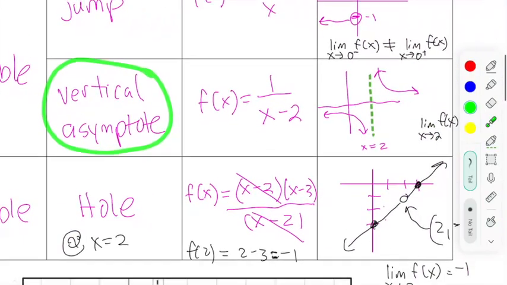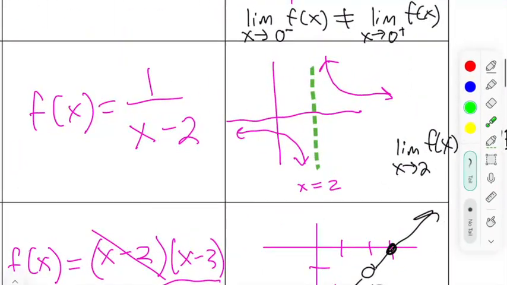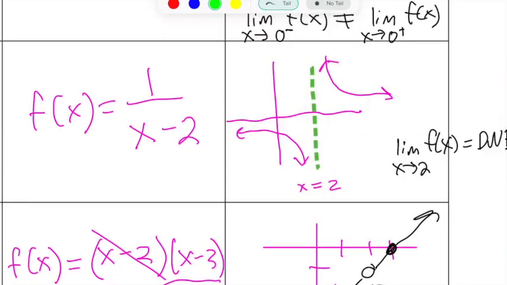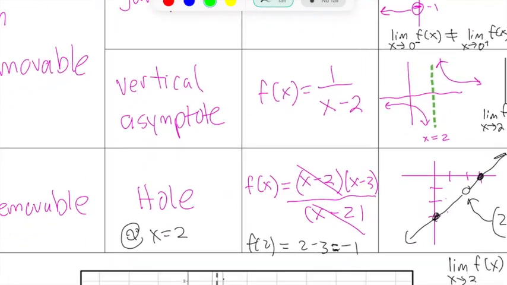Also, vertical asymptotes. Notice that when we take the limit as x approaches 2, our limit does not exist. So usually that indicates a vertical asymptote.